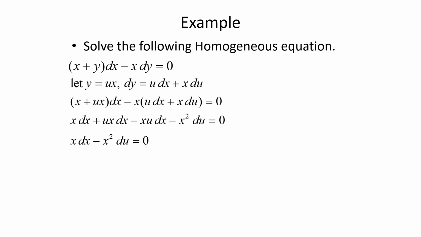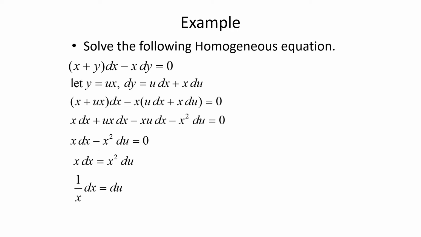Now we're ready to solve this by separation of variables. We want to separate our dx and our du. So we'll add x squared du to the right-hand side. So we get x dx equals x squared du. We'll divide both sides by x squared. So 1 over x dx equals du. And now we have successfully separated our variables.